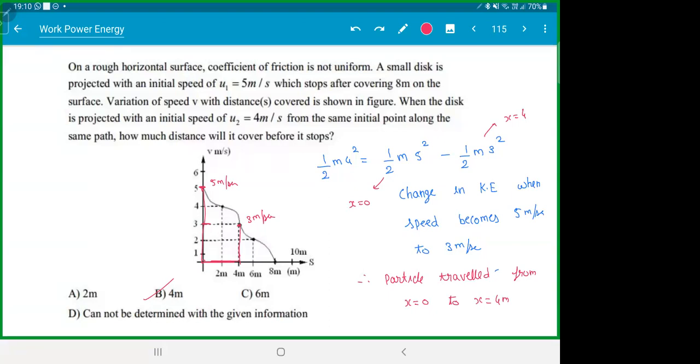You're saying you're projecting with 4 meters per second. So I can write 4 square as 5 square minus 3 square. That you understood. So now look at this. Half m 4 square is what? Finally, you will stop somewhere, isn't it? Half m 4 square is half m 0 square. So the change in kinetic energy when you go from 4 to 0 is as good as the change in kinetic energy when you go from 5 to 3. Right? That means if you give the block a speed of 5 meters per second, and when you reach a speed of 3, whatever you would have traveled is what you travel when you go from 4 to 0.